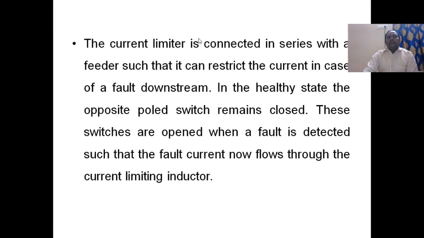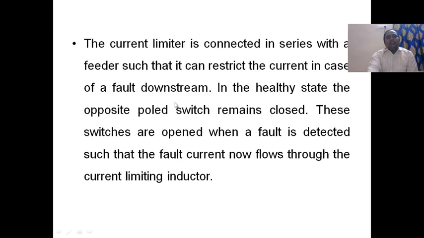The current limiter is connected in series with a feeder such that it can restrict the current in case of a fault downstream. In the healthy state, the opposite pole switch remains closed. These switches are opened when a fault is detected, such that the fault current now flows through the current limiting inductor.